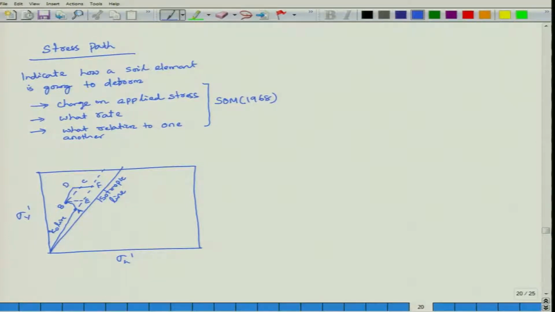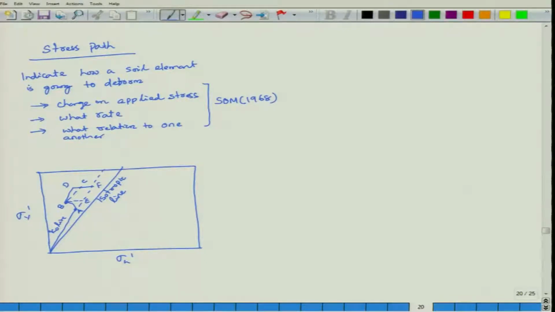So, there are 4 methods that Som actually studied by means of the stress path method. How your immediate settlement and consolidation settlement profile varies because of change in applied stress, what is the strain, what is the rate, and what relation with one another. If I go to the methods, this is your stress path, and there are 4 methods. First one is your AF, second one is your AB and AF, third one is your AB and EF, fourth one is your AB and BD.